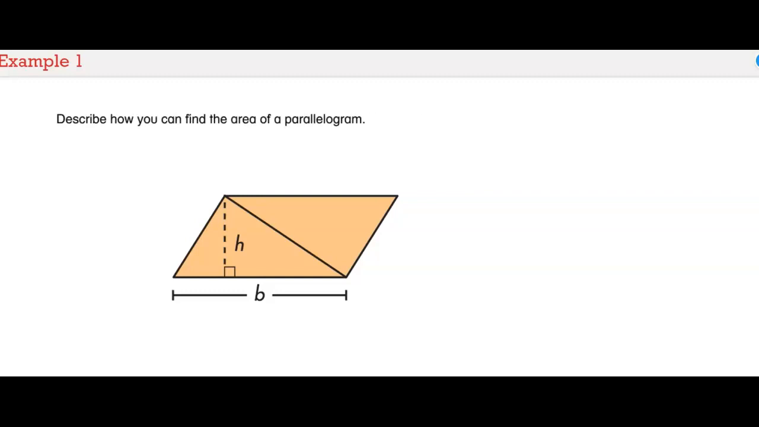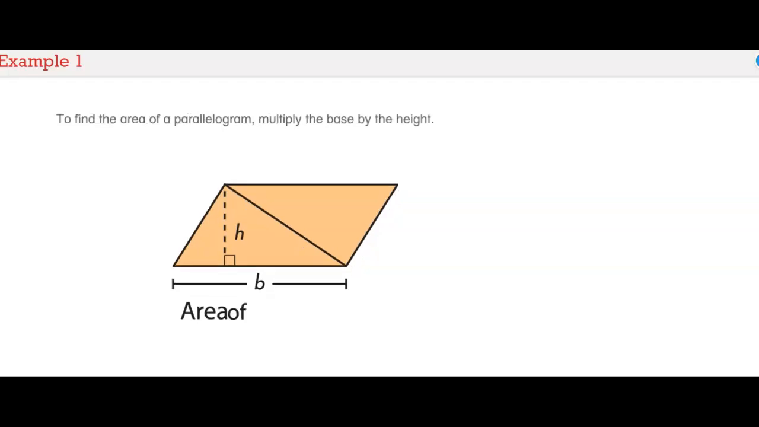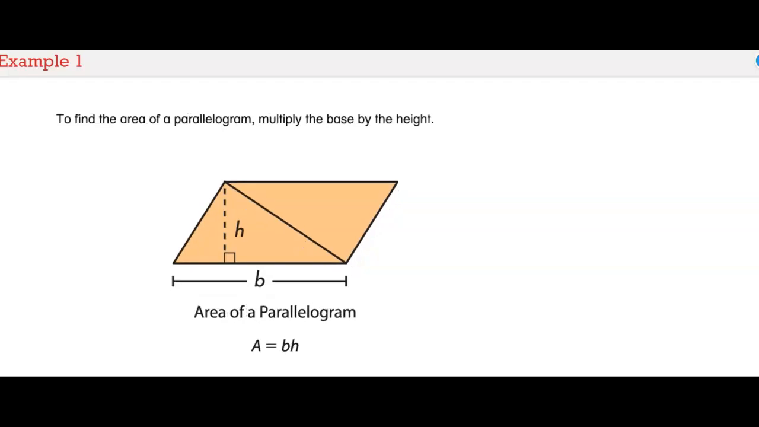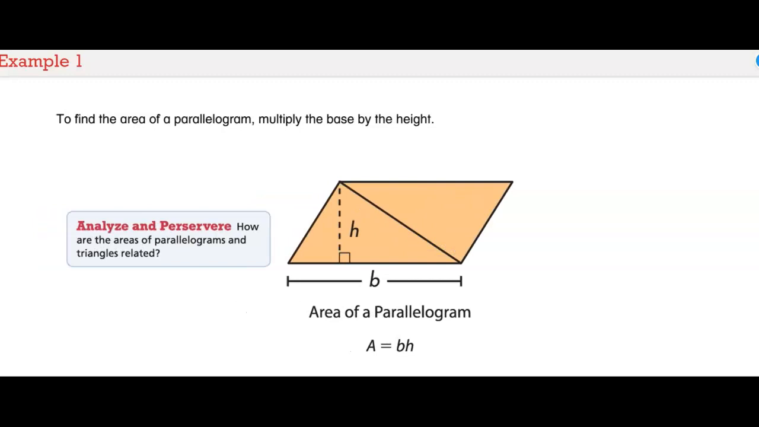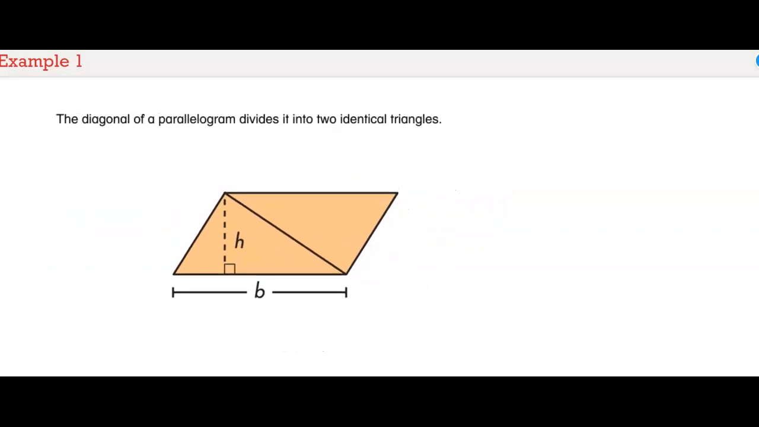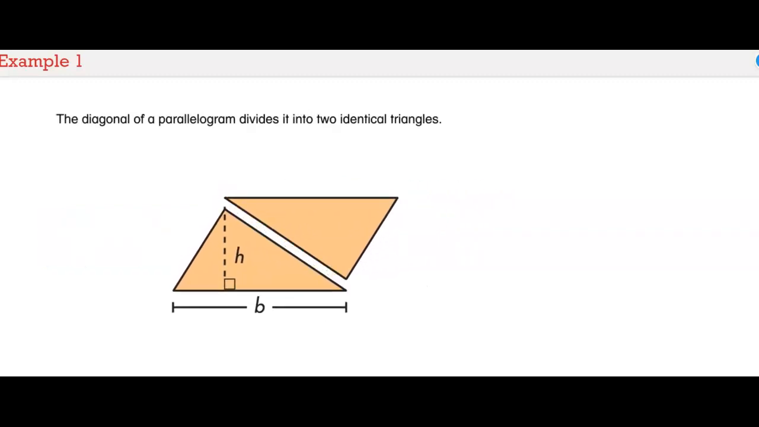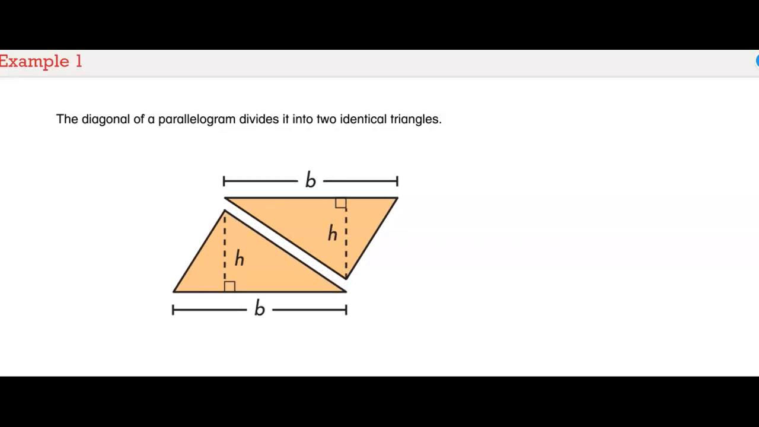Describe how you can find the area of a parallelogram. To find the area of a parallelogram, multiply the base by the height. How are the areas of parallelograms and triangles related? The diagonal of a parallelogram divides it into two identical triangles.